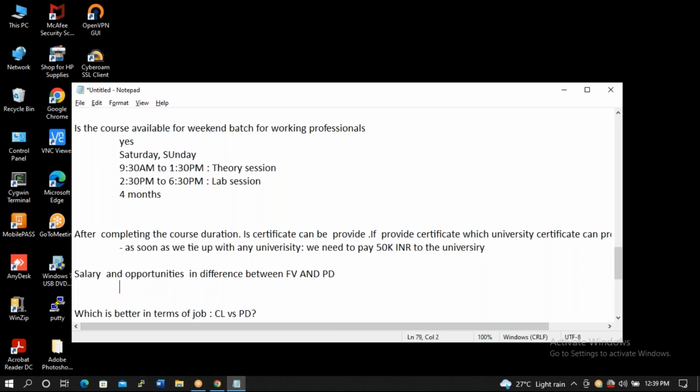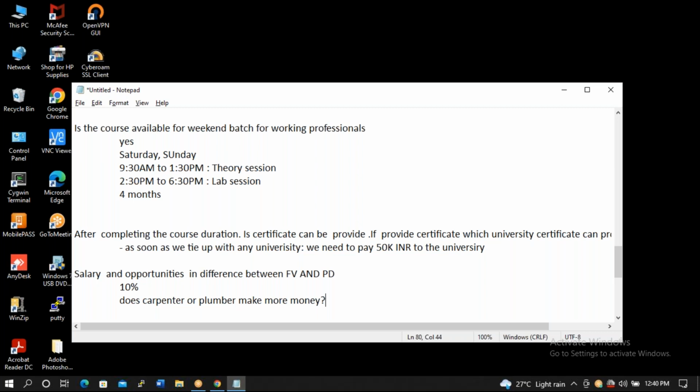Salary and opportunities, the difference between functional verification and PD. There will majorly be a difference of 10%. I'll ask you one question. Going back to house construction, does a carpenter make more money or a plumber make more money? Who gets more money? Is there any answer for that? No, right? It depends upon the individual talent.